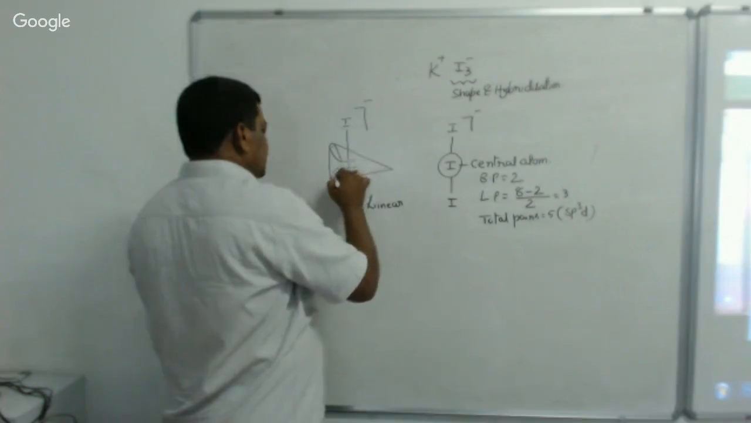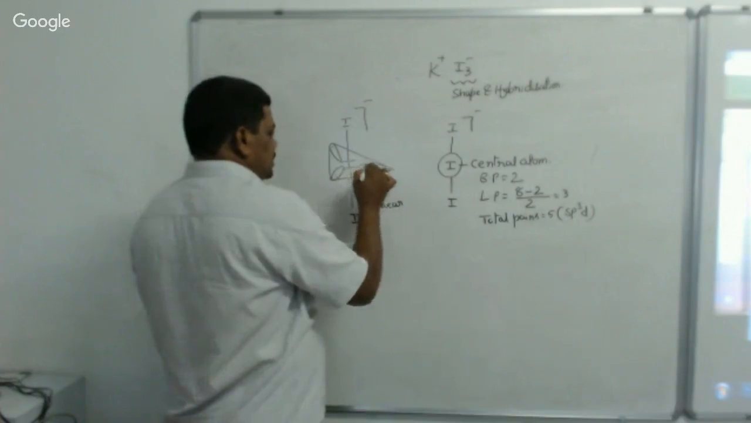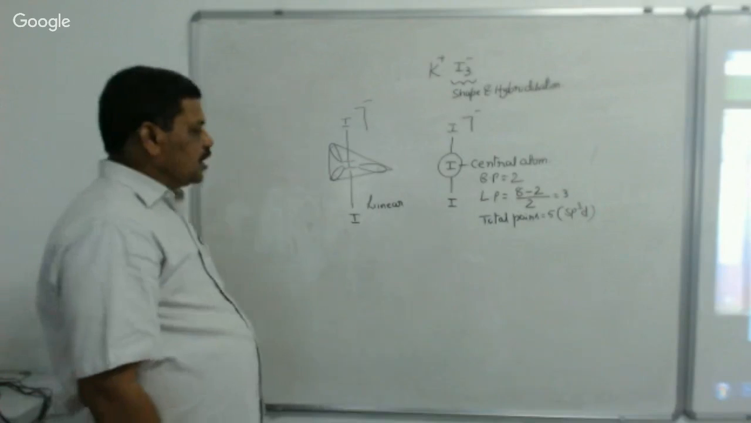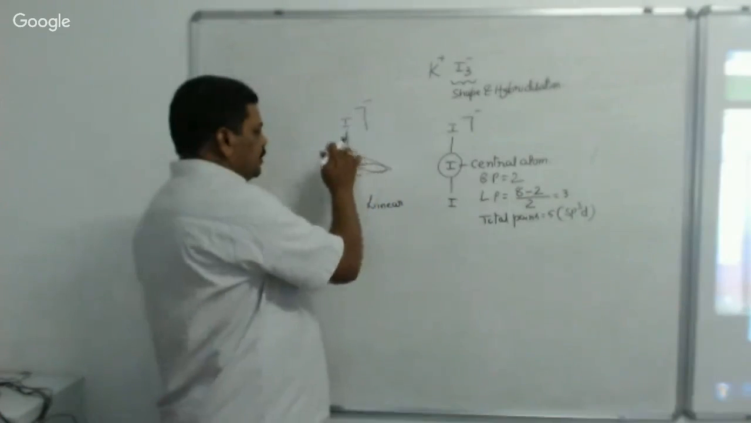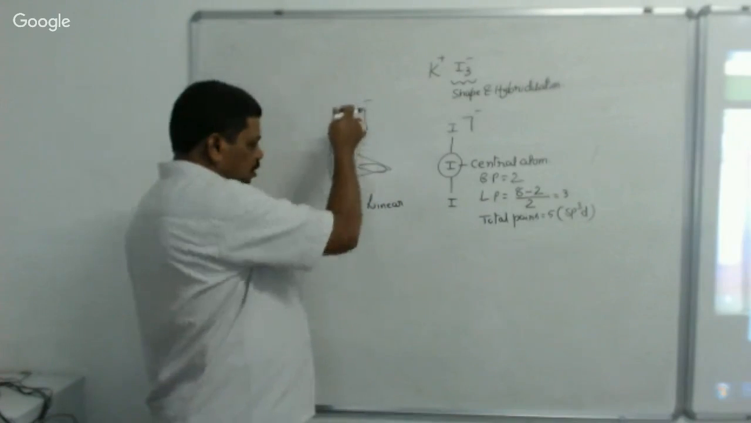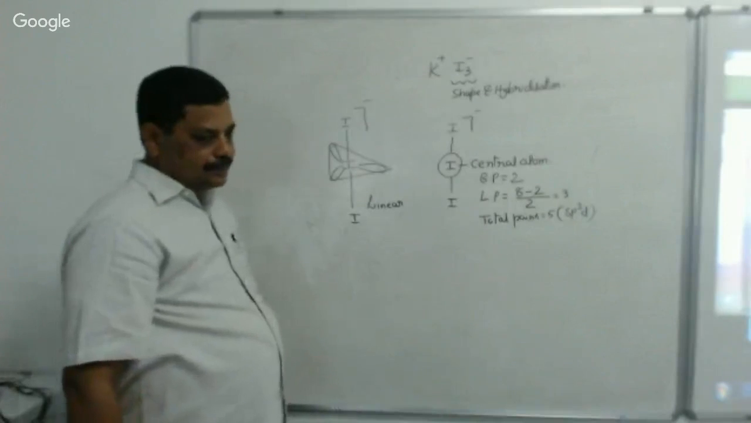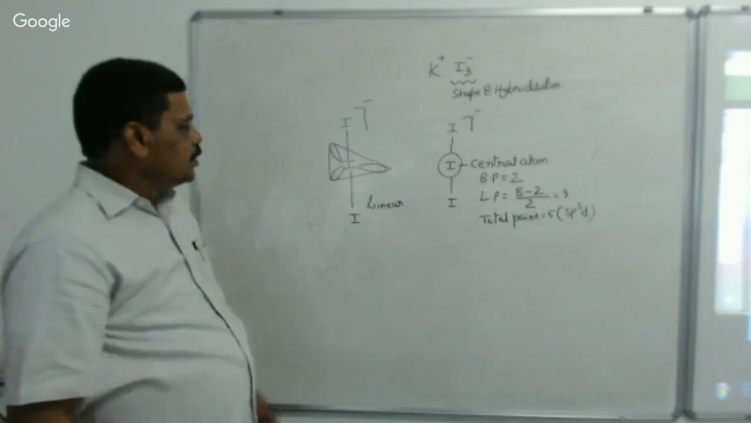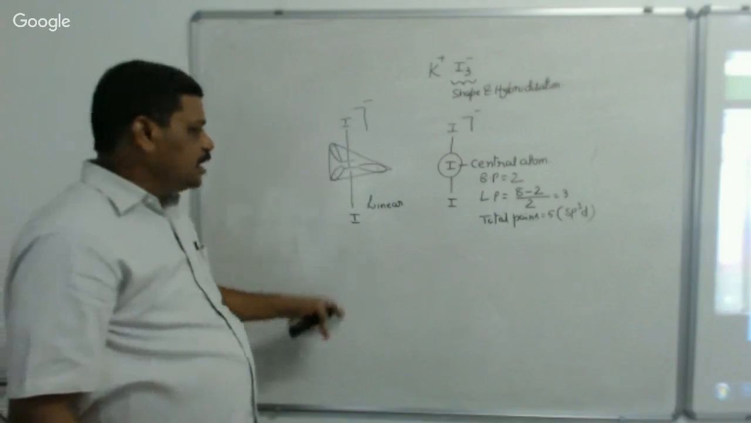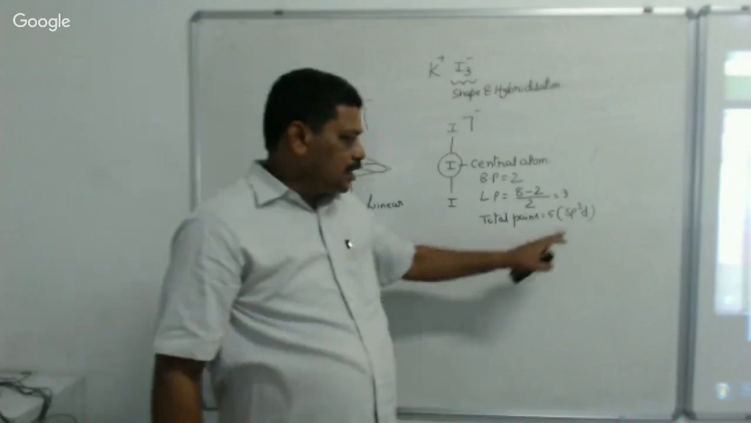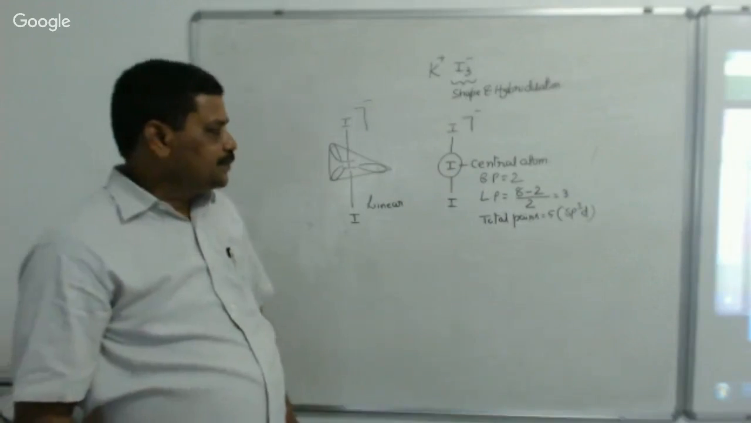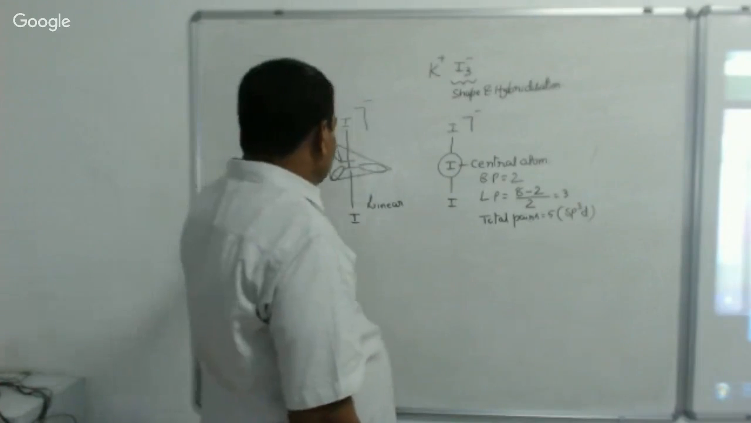Now these are the 3 lone pairs. The 3 lone pairs occupy the 3 equatorial positions, and the 2 bond pairs occupy the axial positions. Overall, the 3 iodine atoms are linearly arranged. What is the type of hybridization? sp3d.